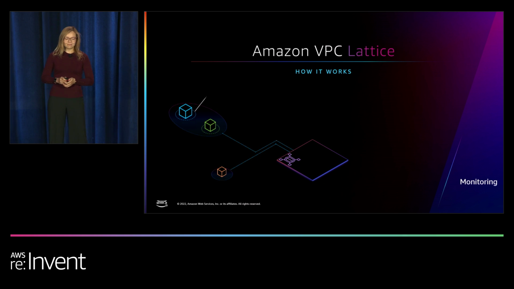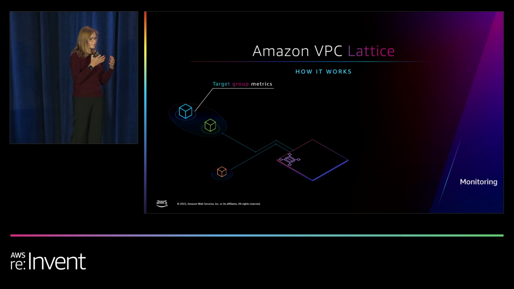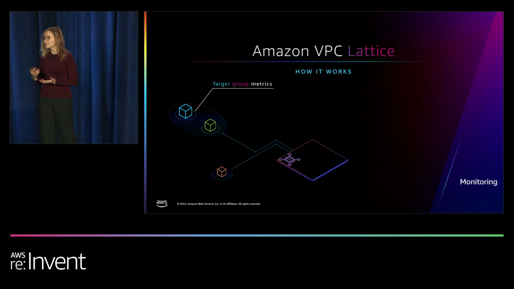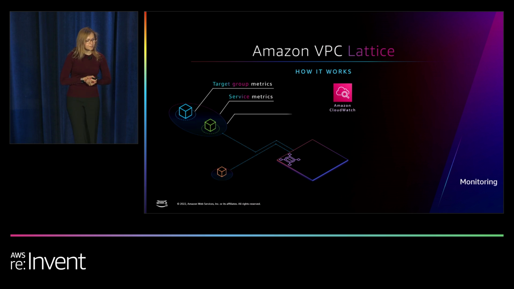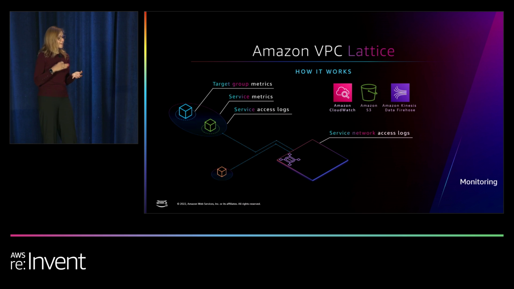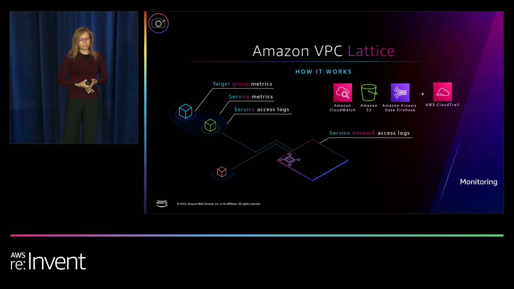Last but not least comes monitoring. And there's a very big question that we always get from customers: how do we understand our service dependencies, right? How do we know which service needs to talk to which other service? Well, you have target group metrics, you have service metrics, you have access logs, both at the service level and at the service network level. These can be exported to either S3 or Kinesis. And you also have CloudTrail integration. So you see everything there.